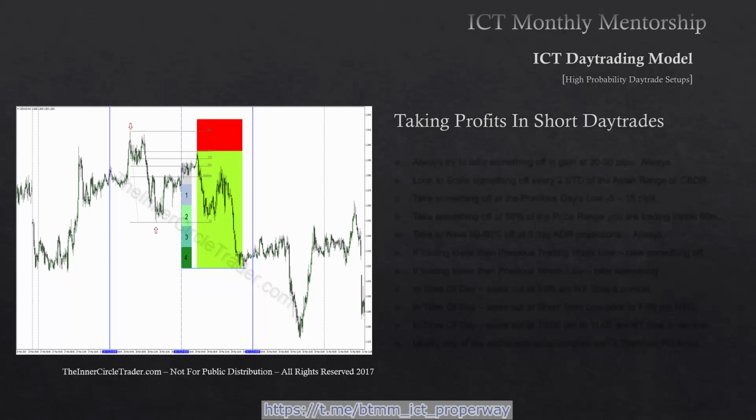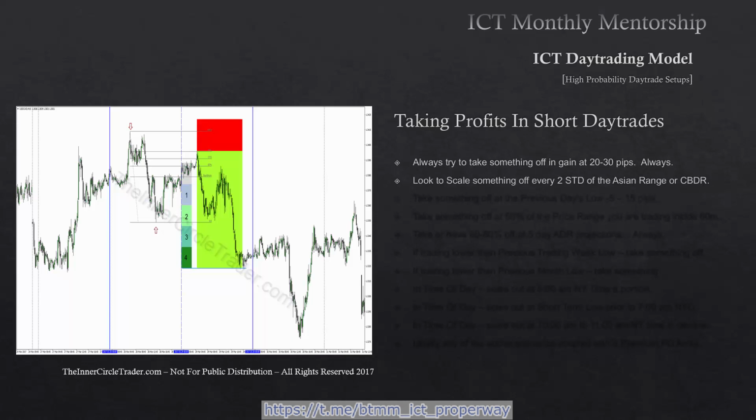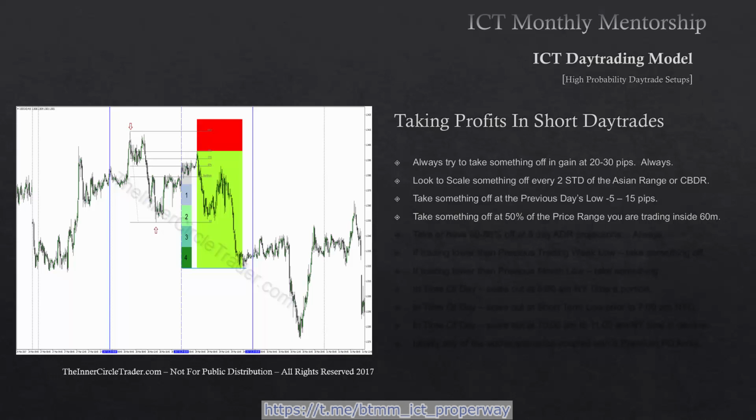Taking profits in short day trades. Always try to take something off and gain at 20 to 30 pips, always. Look to scale something off every 2 standard deviations in the Asian range or central bank dealer's range. Take something off at the previous day's low, minus 5 to 15 pips. Take something off at the 50% range or equilibrium of the price range you are trading inside of on a 60-minute chart. Take or have taken 60 to 80% off at the average daily range of the last 5 days. Do this always.